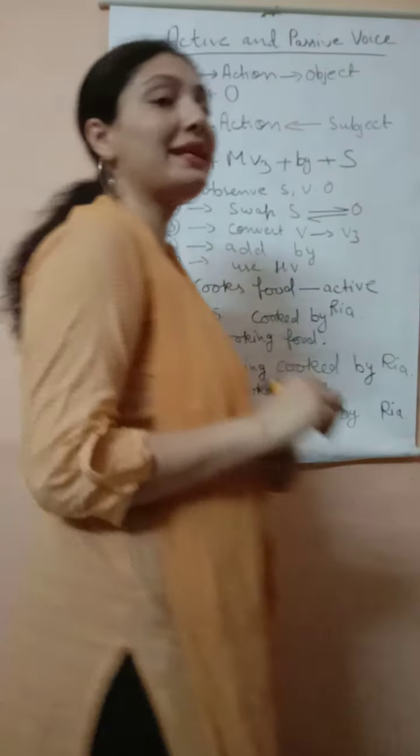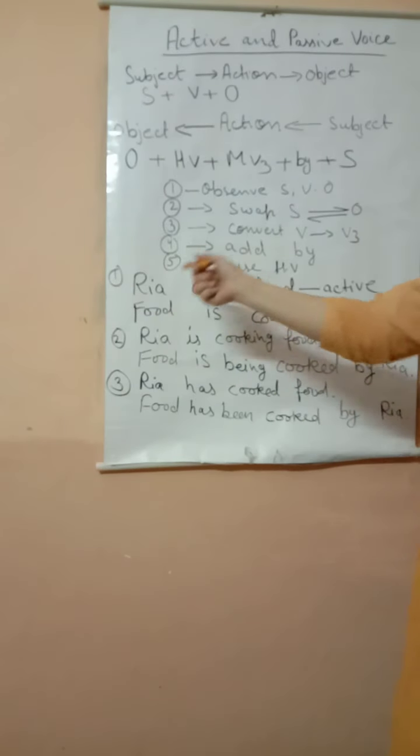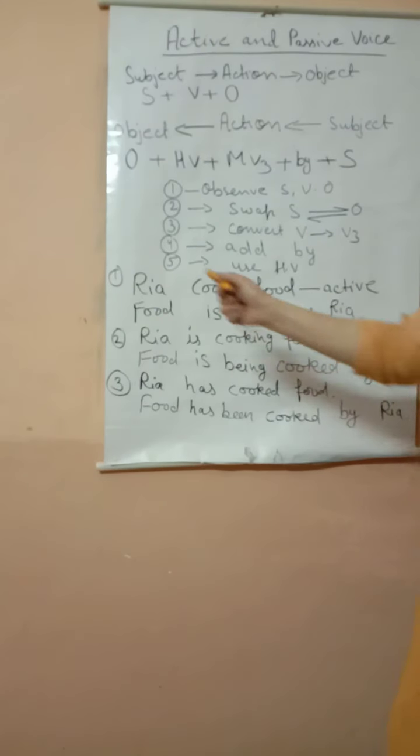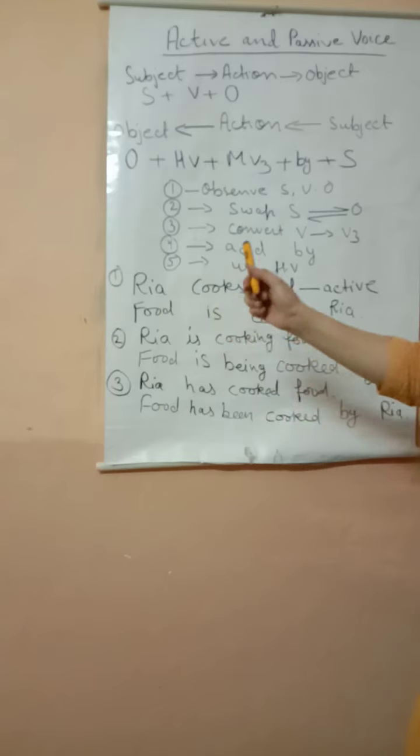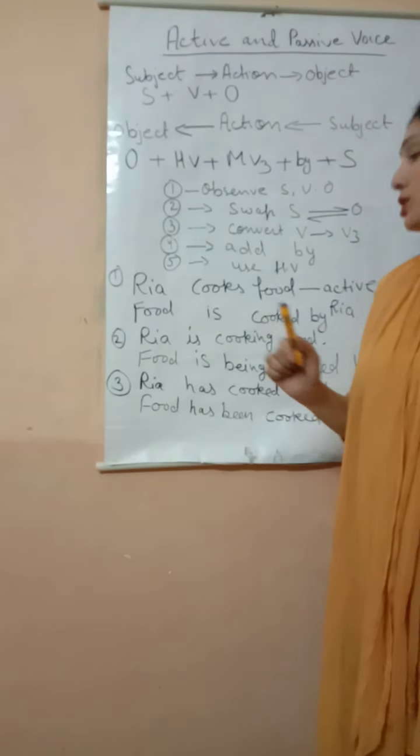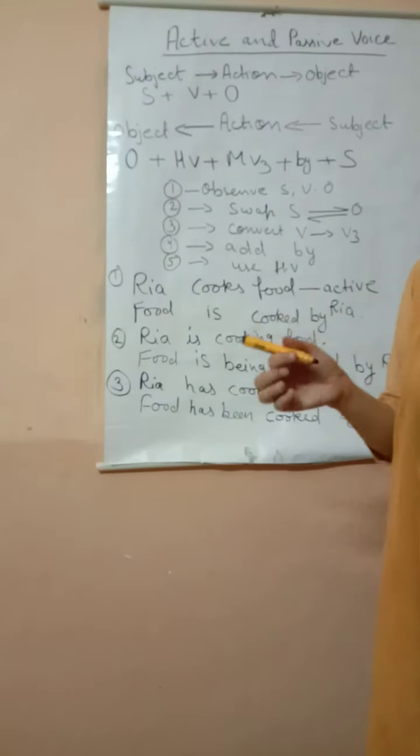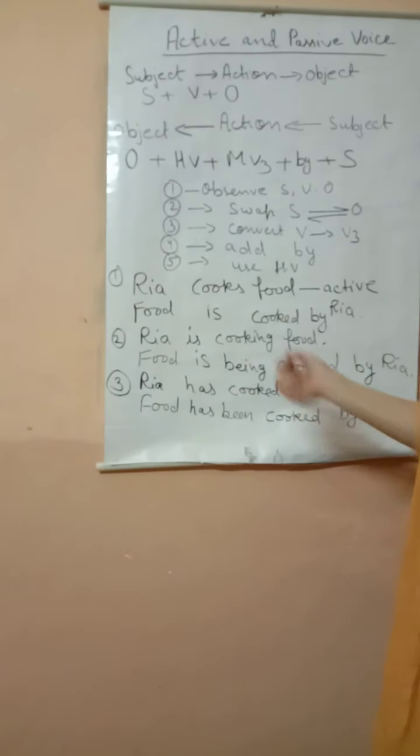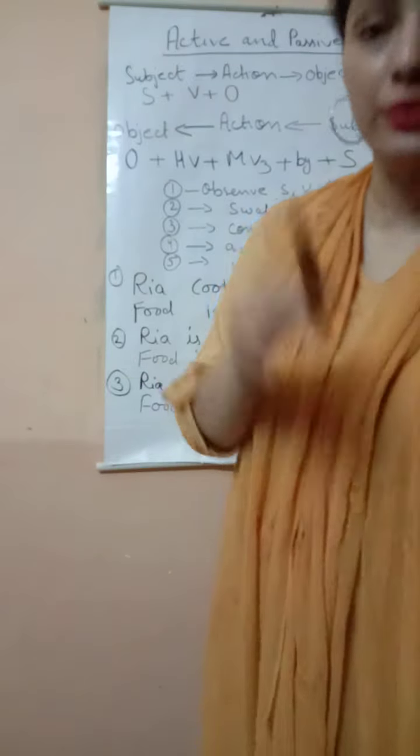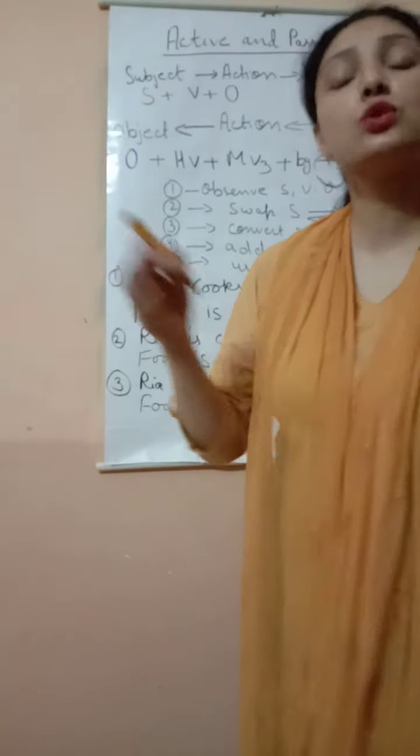So children, why did we do it? If we are giving more value to our subject Ria, we are using active voice sentences like Ria cooked food. If we are giving more attention to our food, then we are using passive voice. Alright. So children, if you want to know where is Ria and what is Ria doing, I'm giving you the answer. Ria is cooking food, because here I want to know about Ria, because Ria is more important for me.